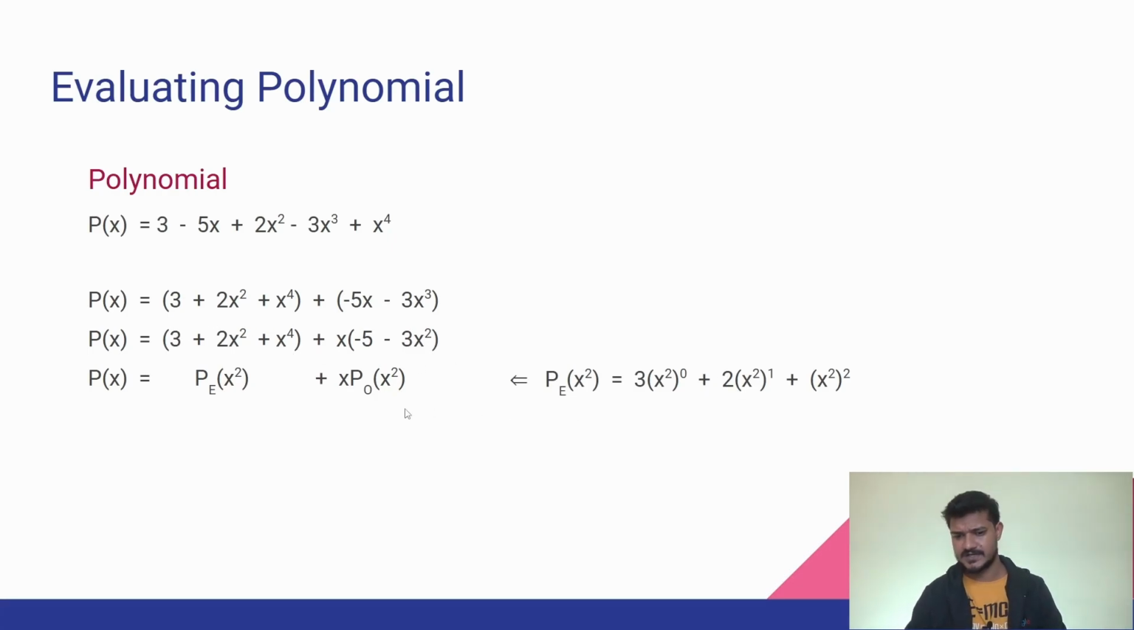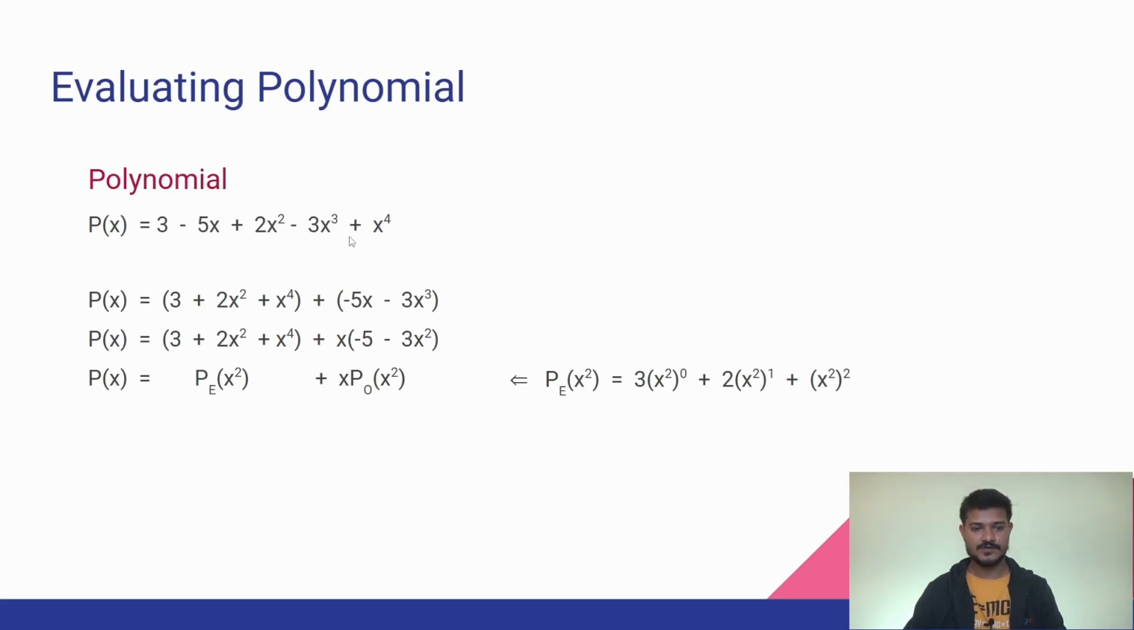Just to give you an idea, if you see 3 plus 2x square plus x raised to the power 4, you can write it as 3 times x square raised to the power 0 plus 2 times x square raised to the power 1 plus x square raised to the power 2, which is basically the same thing, and it tells you that this is a polynomial of x square.